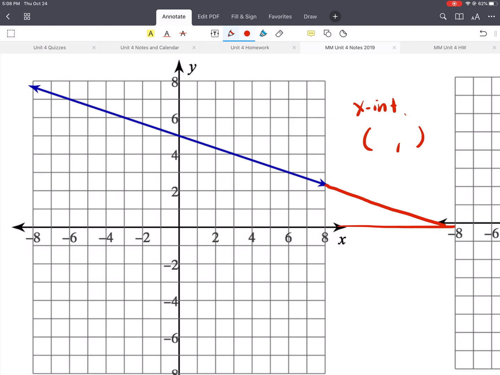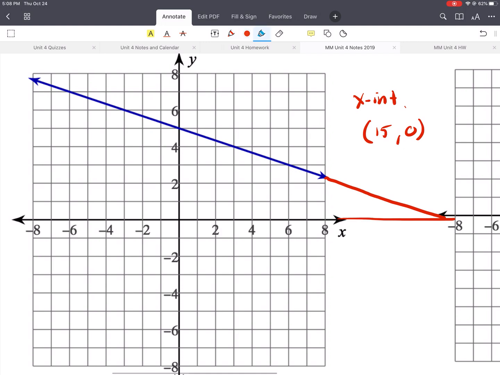I think on the test and the homework and things like that, you'll never have to interpolate. But I think this one ends up being 15, 0. And we will learn how to actually figure that out in the coming lessons. So it doesn't have to be a guess at this point, but we'll just stay with that.